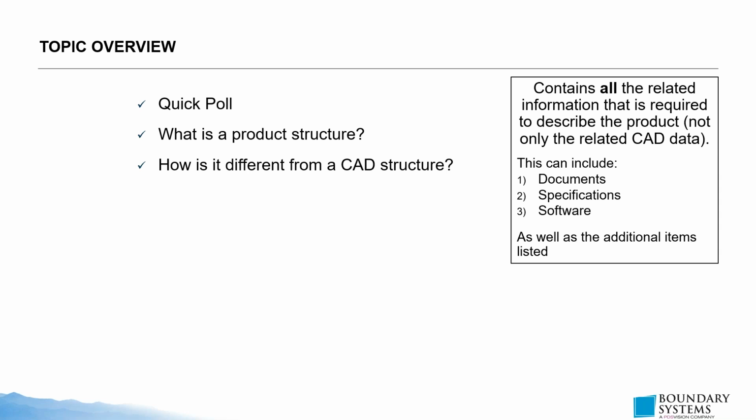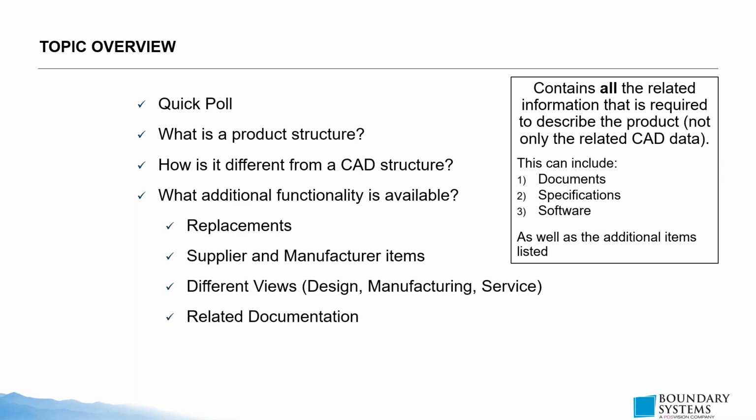Examples of those can be documents, specifications, software, as well as some of the additional items that we're going to discuss today. So what is the additional functionality that you get from a product structure compared to a CAD structure? There are things like replacements, supplier and manufacturer items. There are also different views like design, manufacturing, and service. Any related documentation, as I mentioned before, as well as many more things that can be used to describe the product. So that's the main difference between a CAD structure and a product structure.